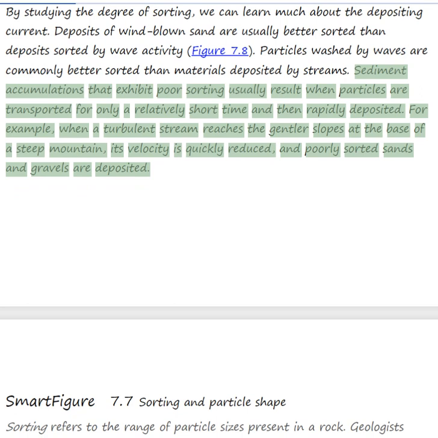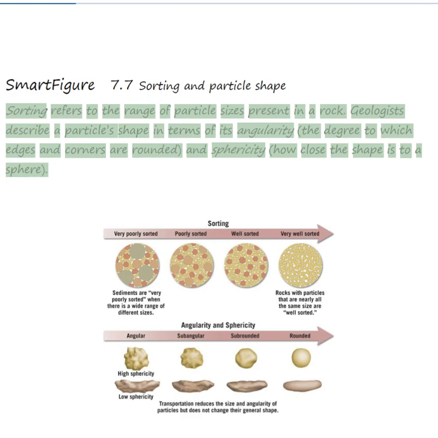Sediment accumulations that exhibit poor sorting usually result when particles are transported for only a relatively short time and then rapidly deposited. For example, when a turbulent stream reaches the gentler slopes at the base of a steep mountain, its velocity is quickly reduced, and poorly sorted sands and gravels are deposited. Sorting refers to the range of particle sizes present in a rock. Geologists describe a particle's shape in terms of its angularity and sphericity.